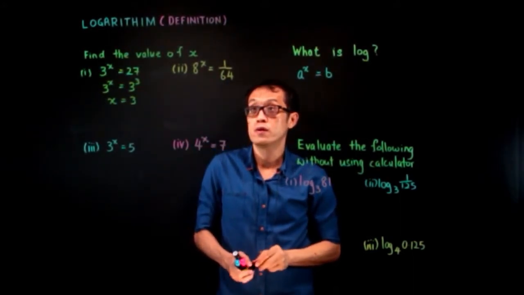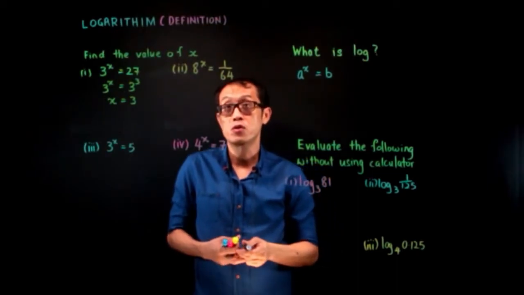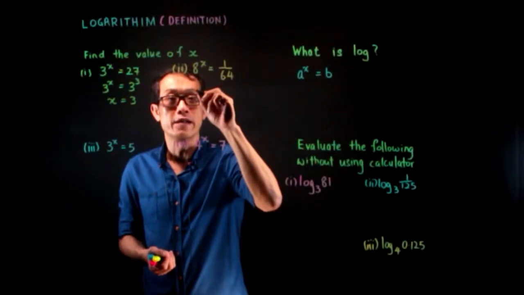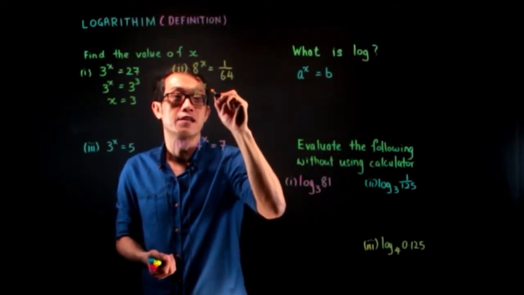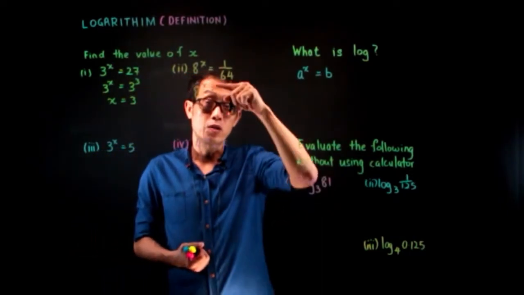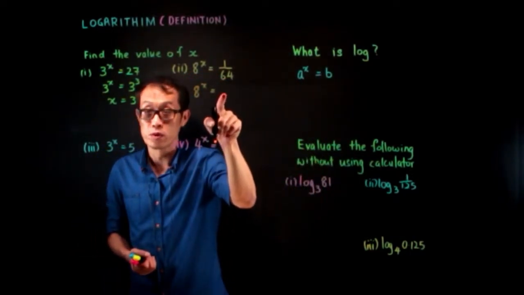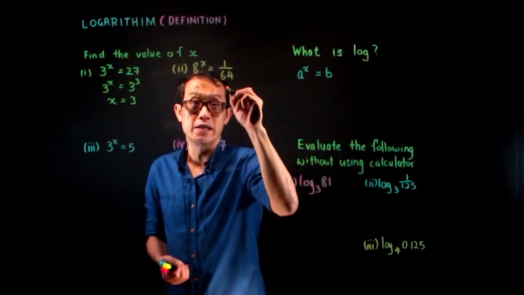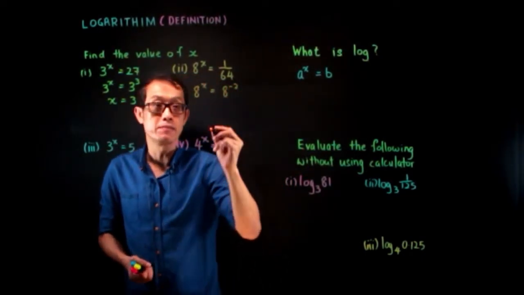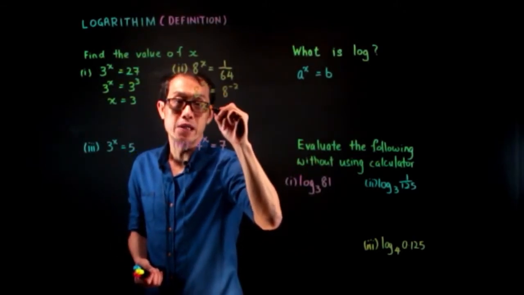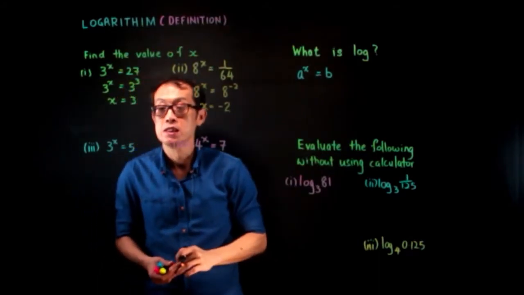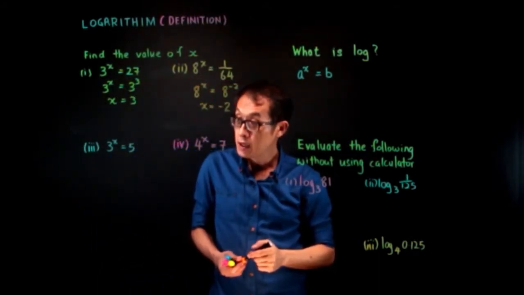question 2. 8 to the power x is equal to 1 over 64. Okay, not too bad. Now 8 times 8 is 64, so 1 over 64 will be 8 to the power of minus 2. Since the base is the same, x will be equal to minus 2. Easy peasy. Now let's try this.